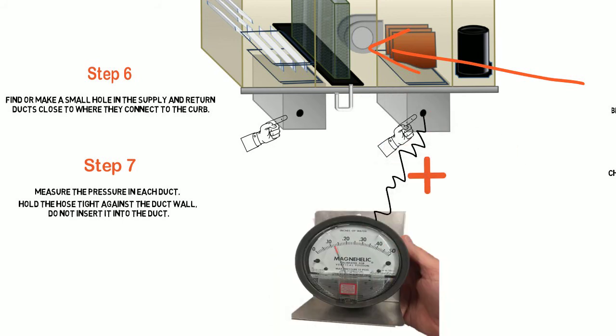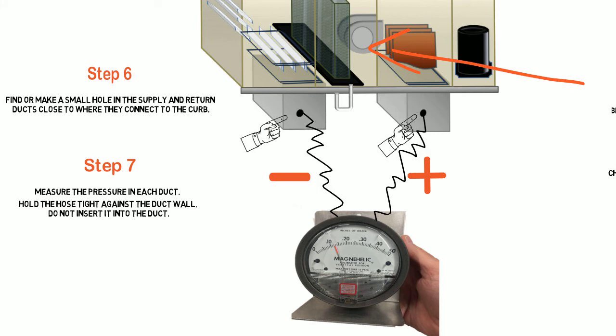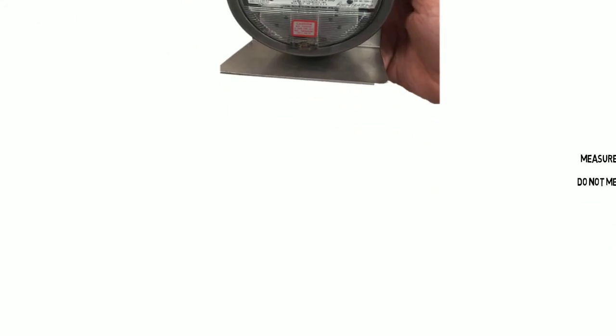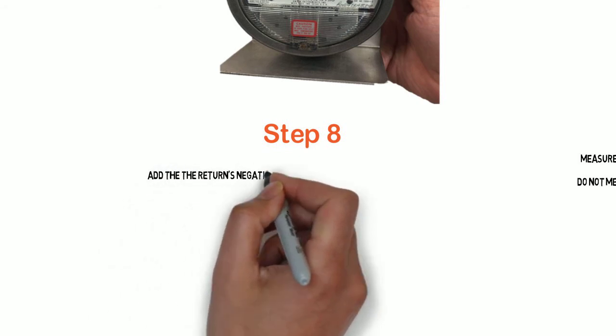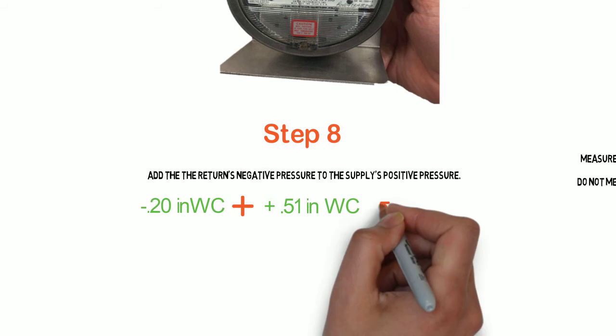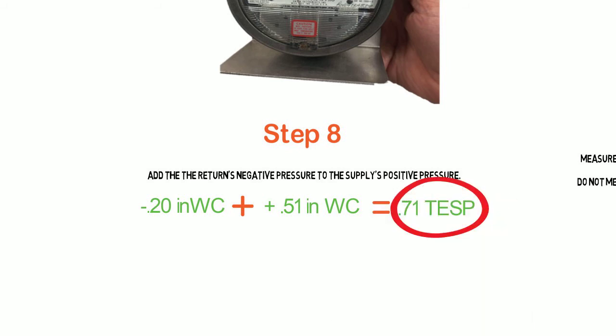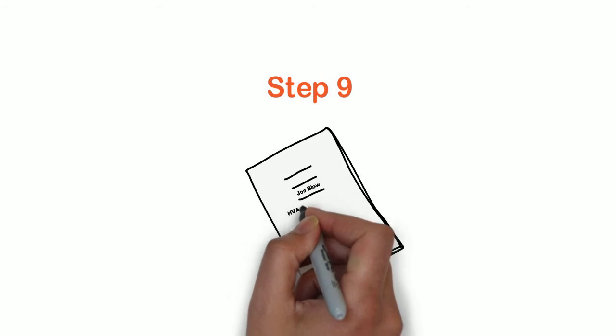The supply duct is obviously going to be a positive pressure. The return duct is going to be a negative pressure, as you can see by the fancy plus sign and minus sign in this picture. Step 8, we're going to add those two pressures together. So we have negative 2/10 of an inch plus positive 5/10 of an inch equals 0.7 total external static pressure, or TESP.